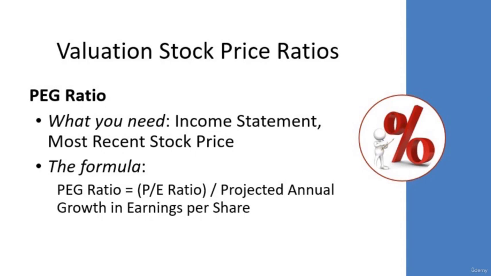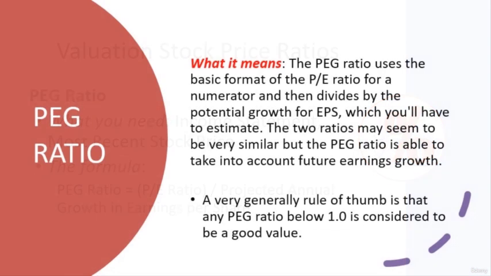So P was price per share, E was the earnings per share to calculate the PE ratio. Now we're going to look at a growth rate in earnings per share. What is that rate of growth going to be? And we're going to factor that in to get us this PEG ratio. So what it means is that the PEG ratio is using that basic format of the PE ratio for the numerator, and then it's divided by the potential growth, because that's an estimate of earnings per share, which you'll have as an estimate. The company will provide estimates around that, or analysts provide estimates too.